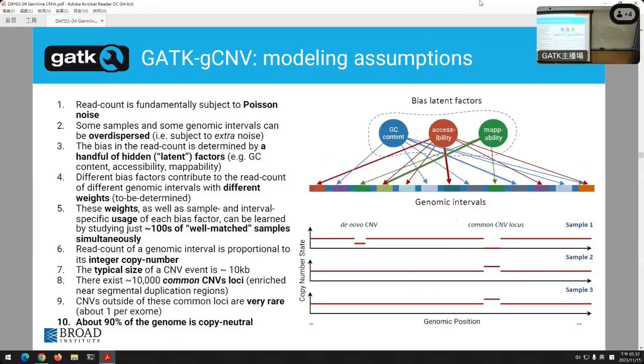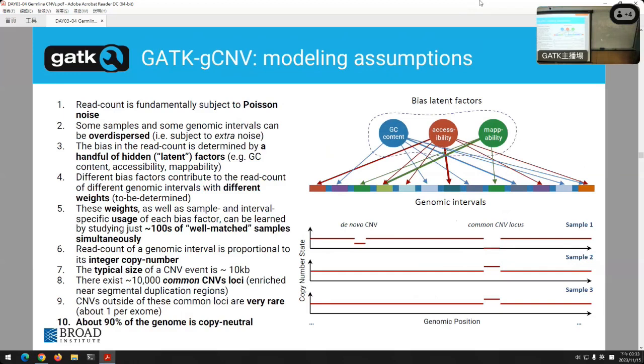Okay, so the first one here says that read count is subject to Poisson noise. What does that mean? When we perform DNA sequencing, we're essentially randomly sampling from the pool of DNA fragments and sequencing a somewhat random sample of them. We don't get all of the fragments, we get some of them. So we can model that randomness with a probability distribution, and we use a Poisson distribution for that.